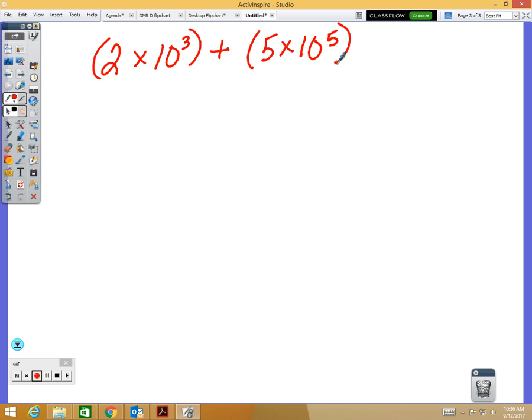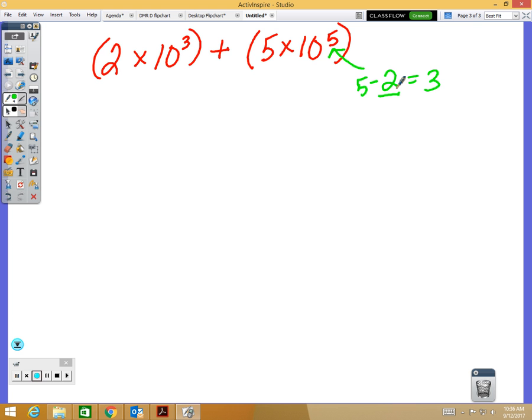Now, if you remember me saying on the last one, we want to change our biggest exponent to be the same as our smallest exponent. So our smallest exponent is a 3, and I want to change my exponent of 5 over here to a 3. So what do I need to subtract from 5 in order to get 3? 2. Okay? I need to subtract 2 from the 5 to make it a 3.